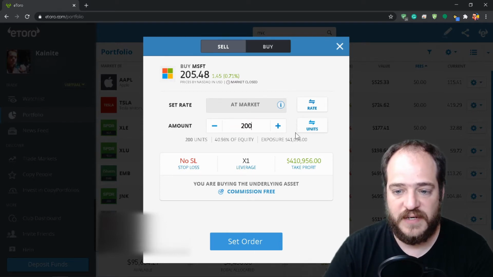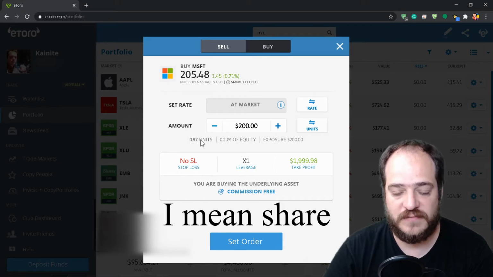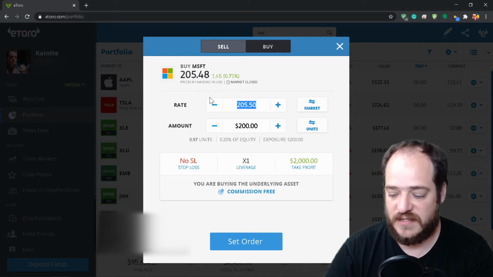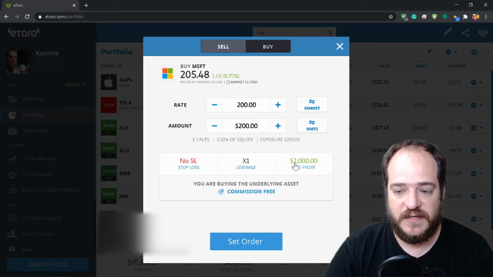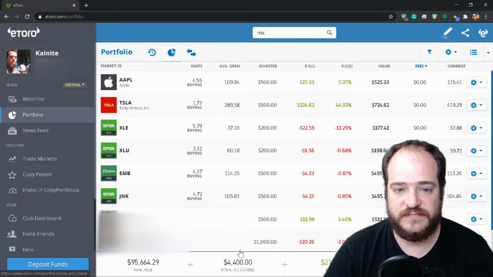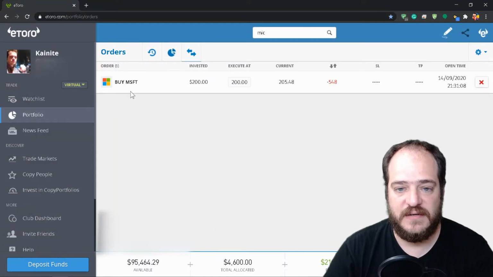I'm going to buy $200 of Microsoft, and it means that I'm going to buy 0.97 units. So I don't need to buy the entire stock. In this case, if I place the order like this, it's going to buy the stock at $205. But I don't want this, so I want a specific rate, and I want it at $200. Now here, I don't want to set a take profit because this is a long-term stock investment, and I'm going to set the order. Okay, so now I can see the order was placed, so I can see my order here.